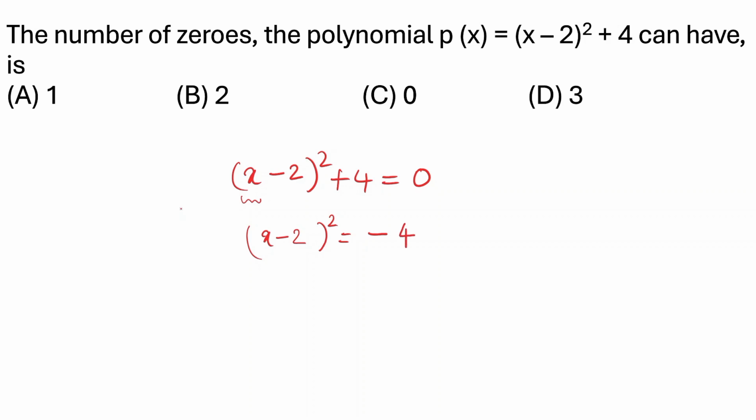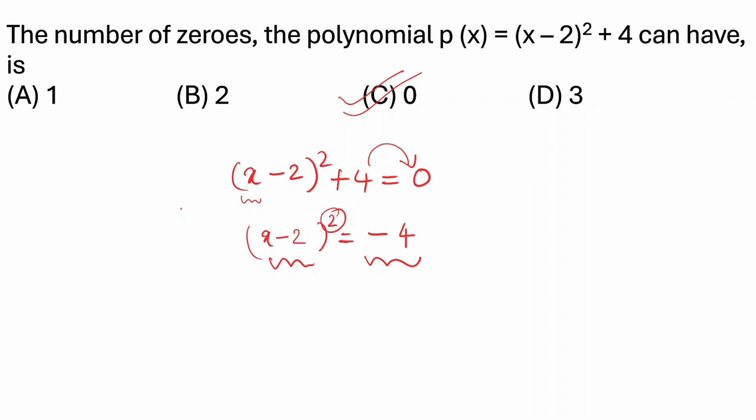Is it right? This 4 comes here, and when you try to solve this, you have to understand that when something is squared, it should be the square of x minus 2, right? That is negative 4. It should not come like that, right? So there are no real roots. Answer is 0. Number of zeros is 0.